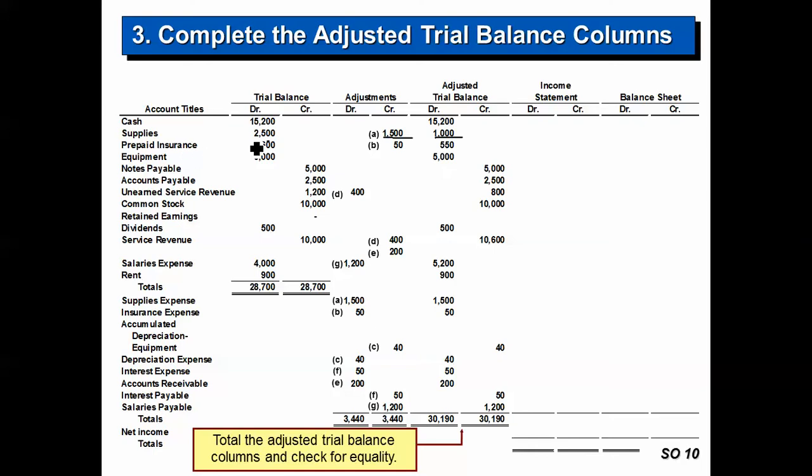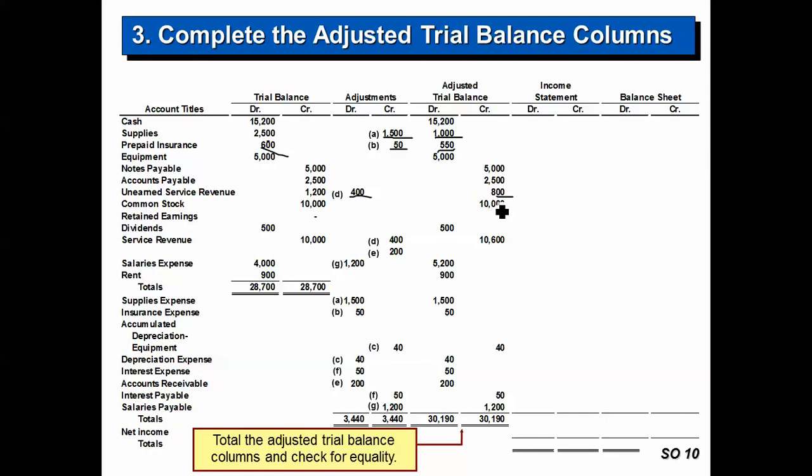Same with prepaid insurance. It was a debit in the trial balance. There's a $50 credit against it. We subtract that, we carry 550. Equipment, no change, so it's just moved over. Notes payable, no change, move it over. Accounts payable, move it over. Unearned service revenue was a credit in the trial balance. There's a debit against it in the adjustments, so we subtract it and bring it over here, 800.